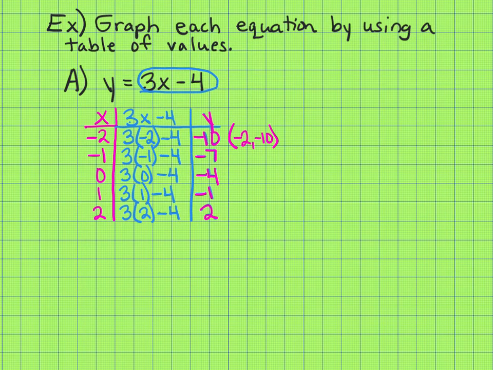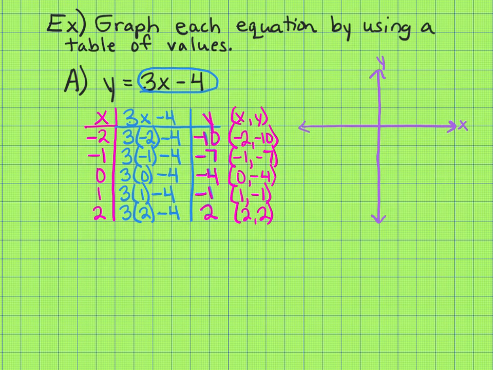And then we can just write our ordered pairs. We write x, then y when we're writing ordered pairs. So we've got (-2, -10), (-1, -7), (0, -4), (1, -1), (2, 2). And now we're ready to graph by plotting these ordered pairs and drawing a line through them.